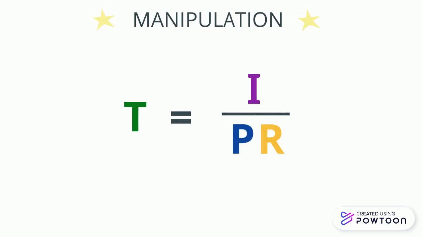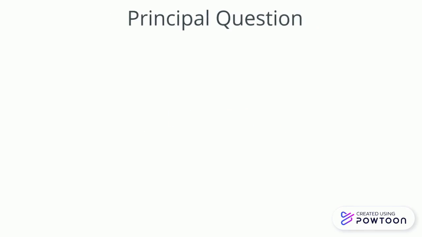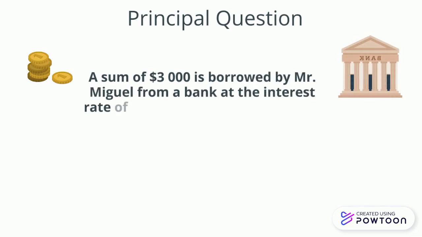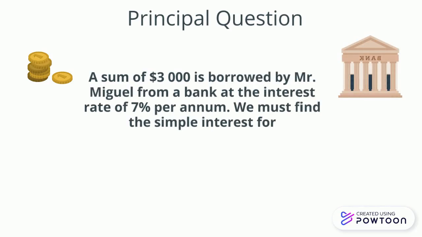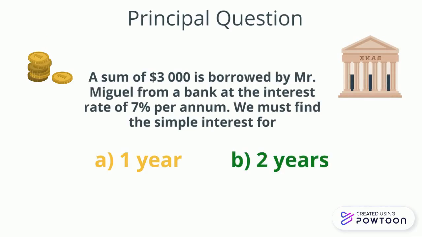Going back to the principal question, a sum of $3,000 is borrowed by Mr. Miguel from a bank at the interest rate of 7% per annum. We must find the simple interest for A, 1 year, and B, 2 years. Let's start with question A.